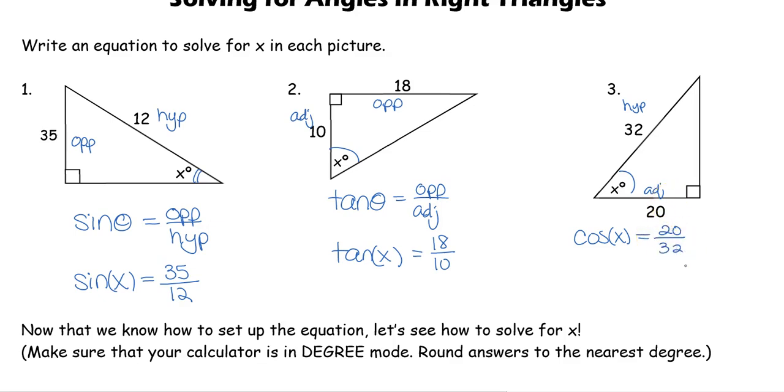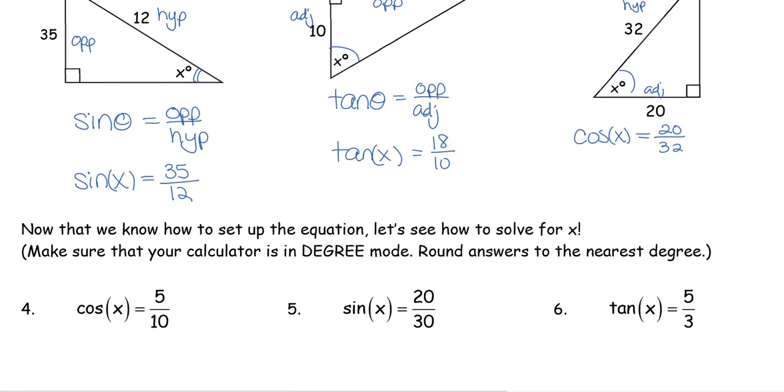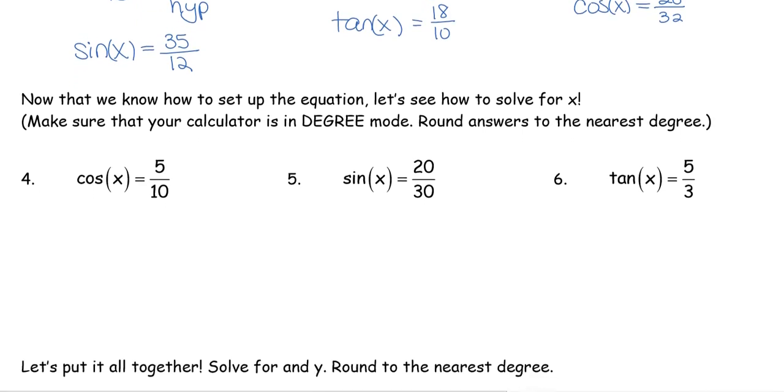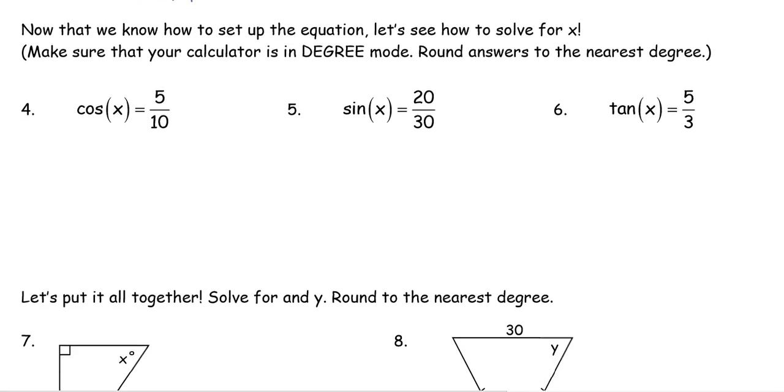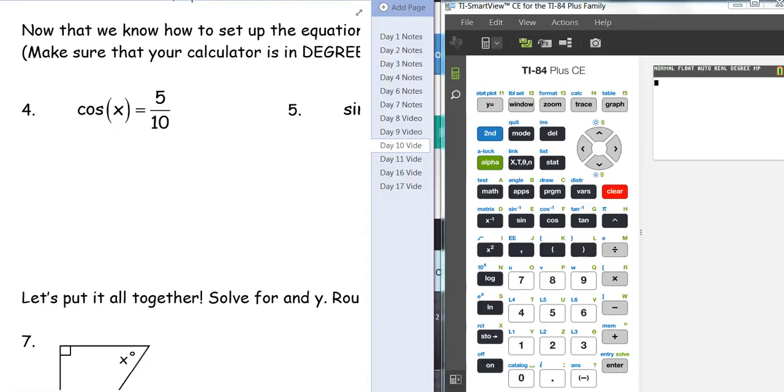All right, so now that we know how to write the setup, let's look to see how we can solve it. For angles, we're going to round to the nearest degree. And just like we talked about yesterday, we want to make sure that our calculator is in degree mode. So take those calculators out if you don't have them out already.